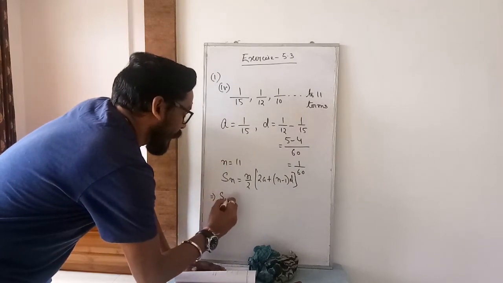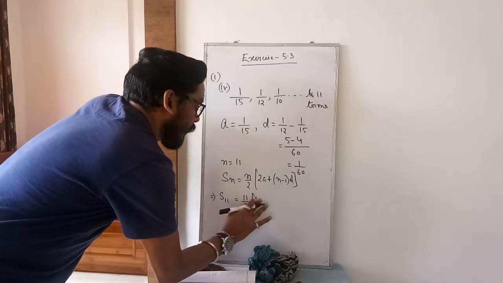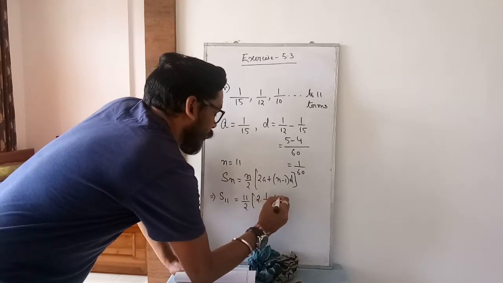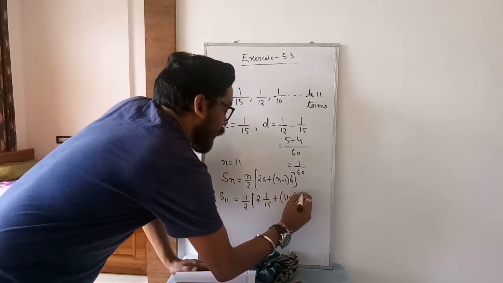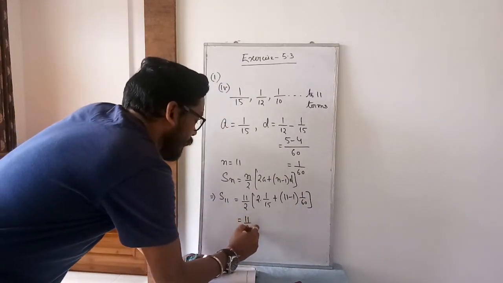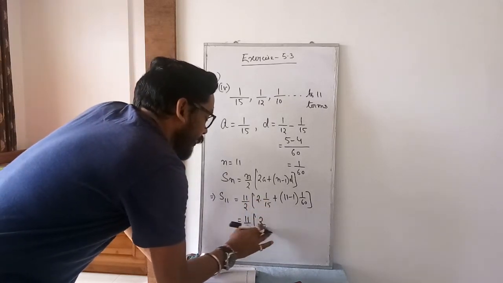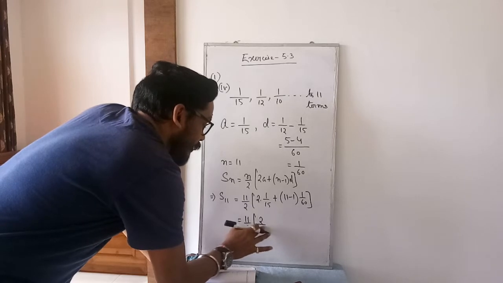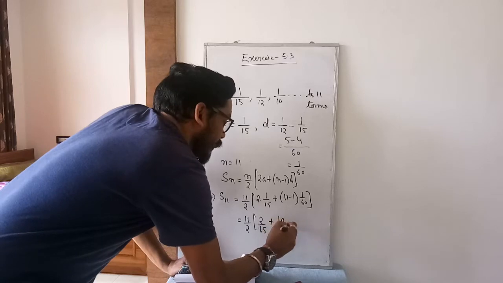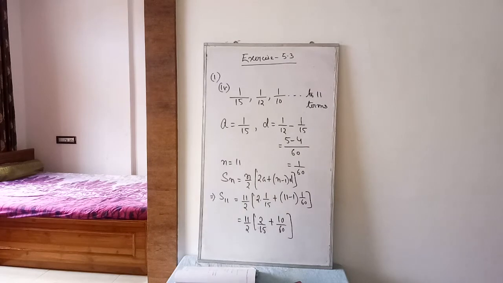So this implies S11. In place of n you will write 11 by 2, into 2 times A, which is 1 by 15, then n is 11, 11 minus 1, and D is 1 by 60. You can't cancel here because 11 will not cancel. 2 into 1 by 15 means 2 by 15, plus 11 minus 1 is 10, 10 into 1 by 60, 10 by 60. Take the screenshot, I will rub the upper part.